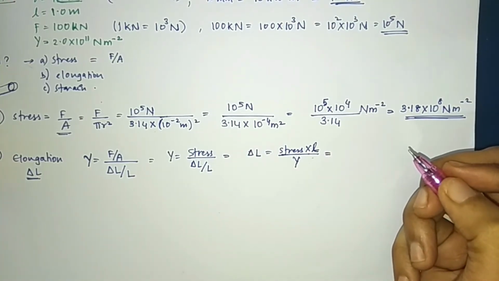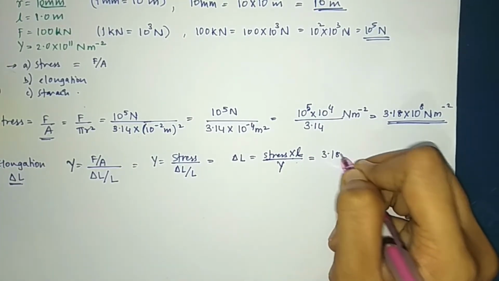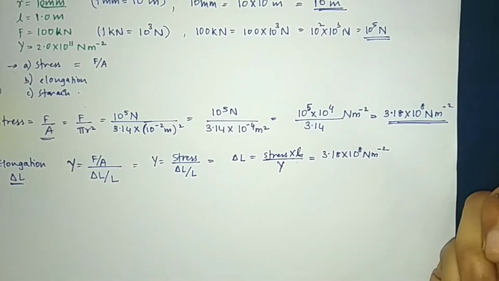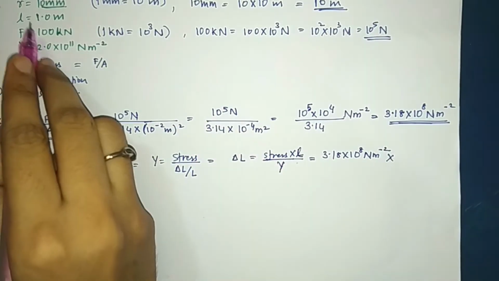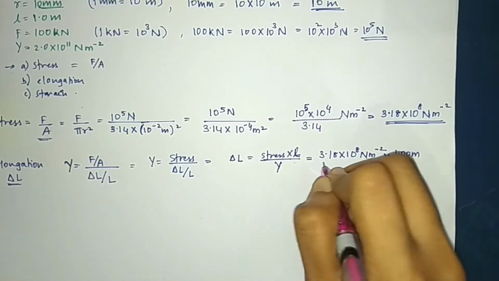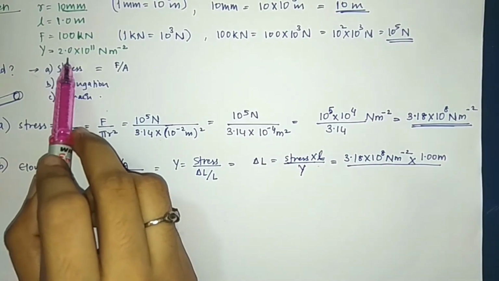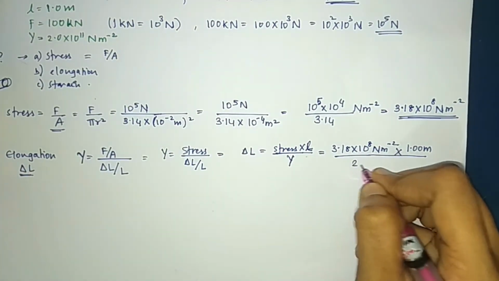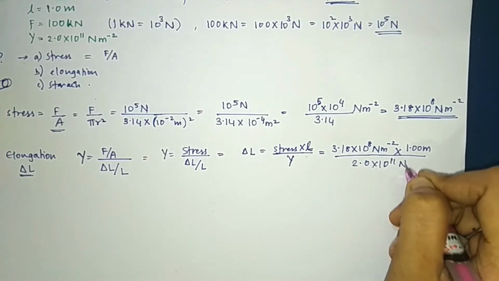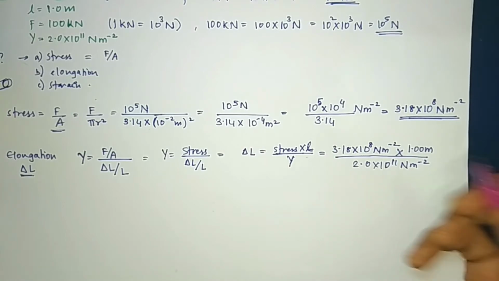So what is stress? Stress, we have calculated it as 3.18 times 10 raised to 8 Newton per meter square, times L. Length is given as 1 meter. So it is 1.00 meter upon Young's modulus. Young's modulus is given as 2.0 into 10 raised to 11 Newton per meter square. So this unit cancels off, so the unit will be meter.